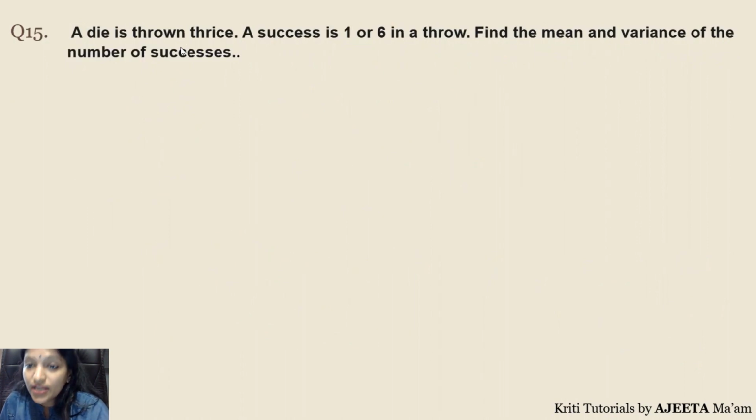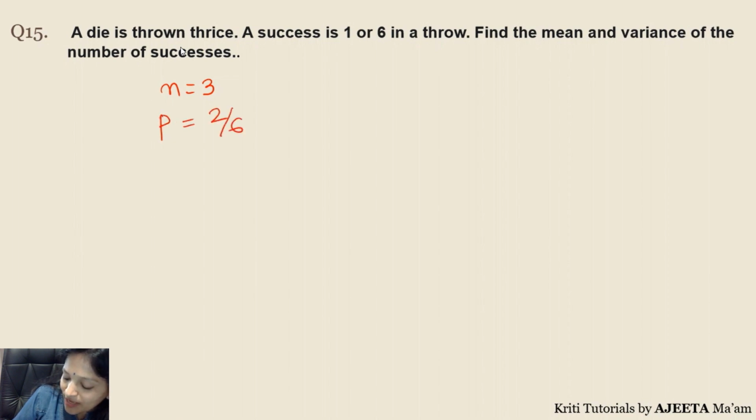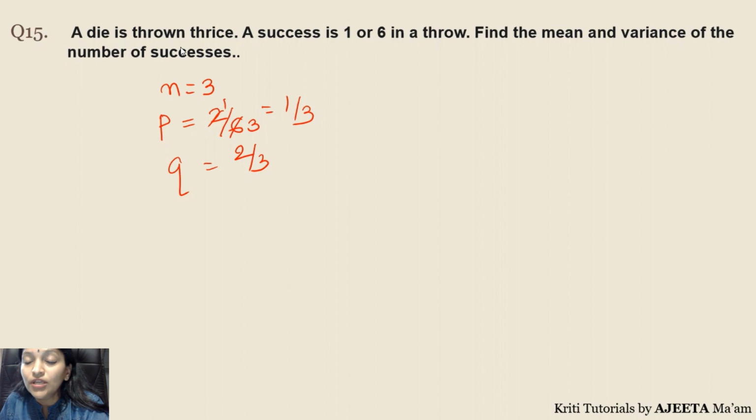A die is thrown thrice. A success is 1 or 6 in a throw. Find the mean and variance of the number of successes. So die is thrown thrice. So P will be what? 1 or 6. So 2 by 6. Because when we throw a die, 6 numbers are possible. Now Q will be 2 by 3. 2, 3, 4 and 5 is not our success. It's our failure. Right? So what will be the mean?